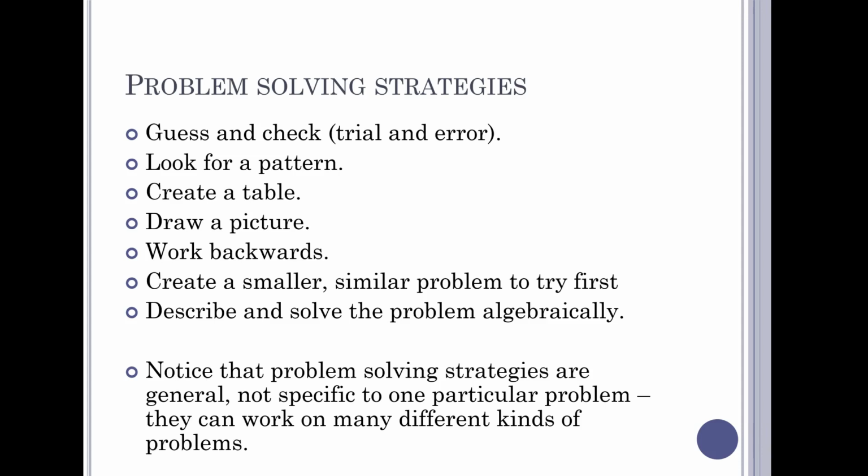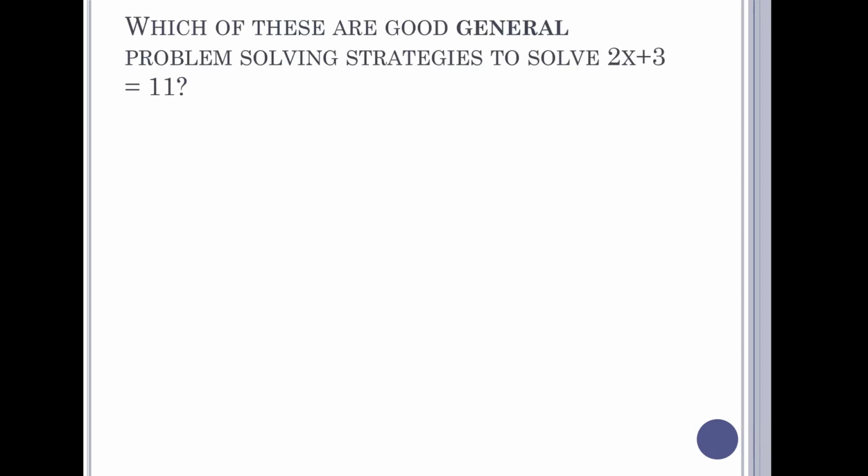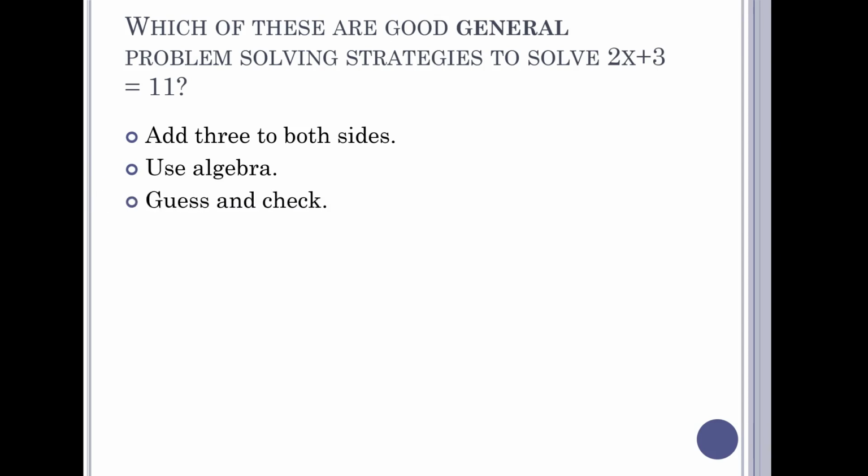Notice that these are general problem-solving strategies, not specific to a particular problem. They work on lots of kinds of problems. So let's look for a second at algebra, because I know you guys can do algebra. What would be a good general problem-solving strategy? Add 3 to both sides? Use algebra? Guess and check? Or divide by 2? What do you think? Or work backwards?